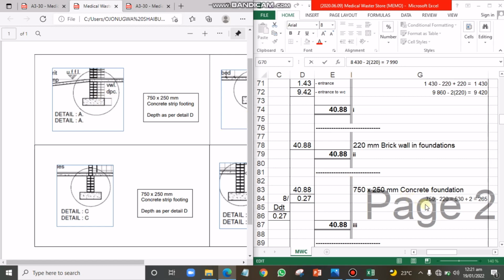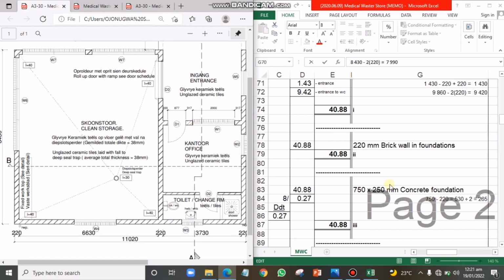So as you can see, we have 750 minus the block thickness, which is 220. So the answer we got is 530. If I divide it by 2, I'll end up getting 265. If I want to transfer it to 2 decimal places, I'll end up getting 0.27. So 8 by 0.27 is simply the spread that is gotten around all these dimensions.